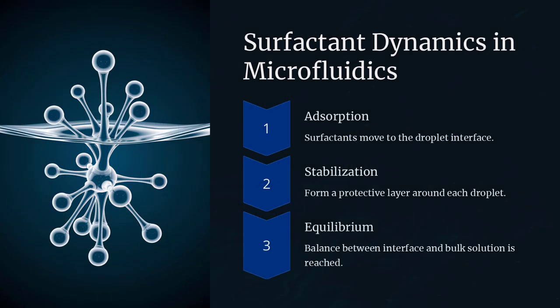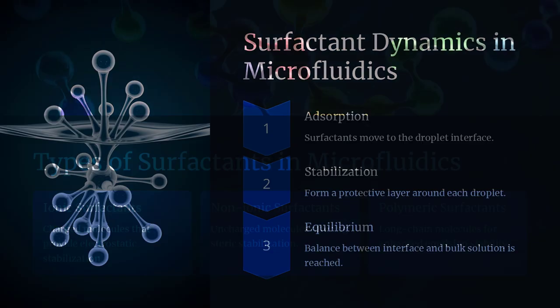An illustrative example can be found in bioanalytical chemistry, where a blend of non-ionic and ionic surfactants has been used to stabilize droplets carrying delicate biological samples, ensuring that each reaction occurs in a controlled environment.